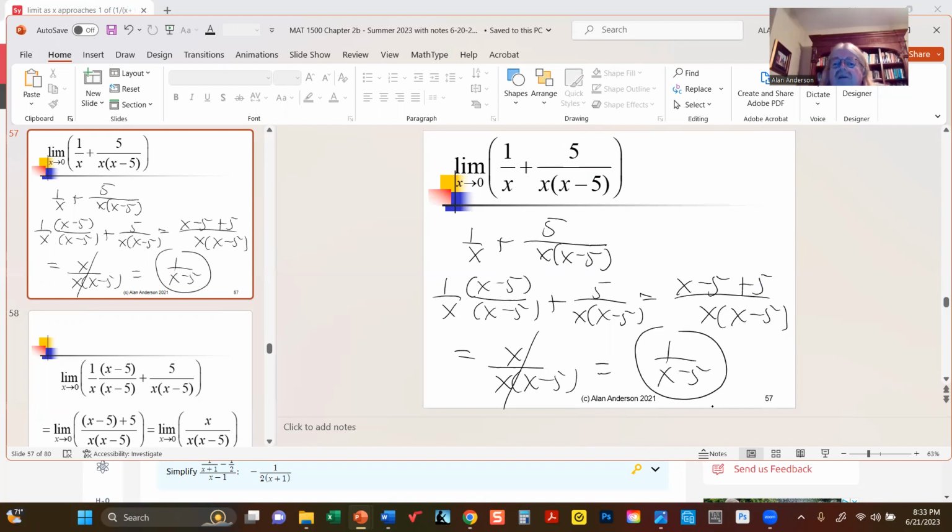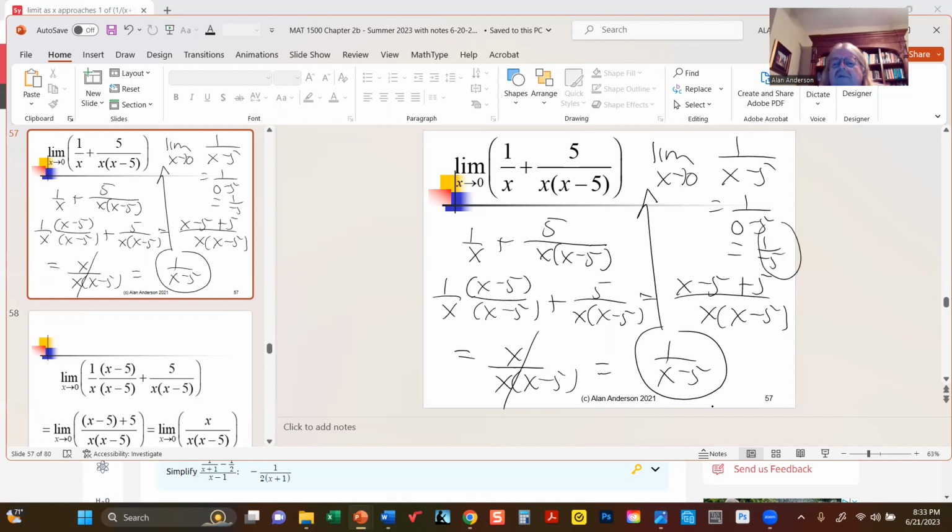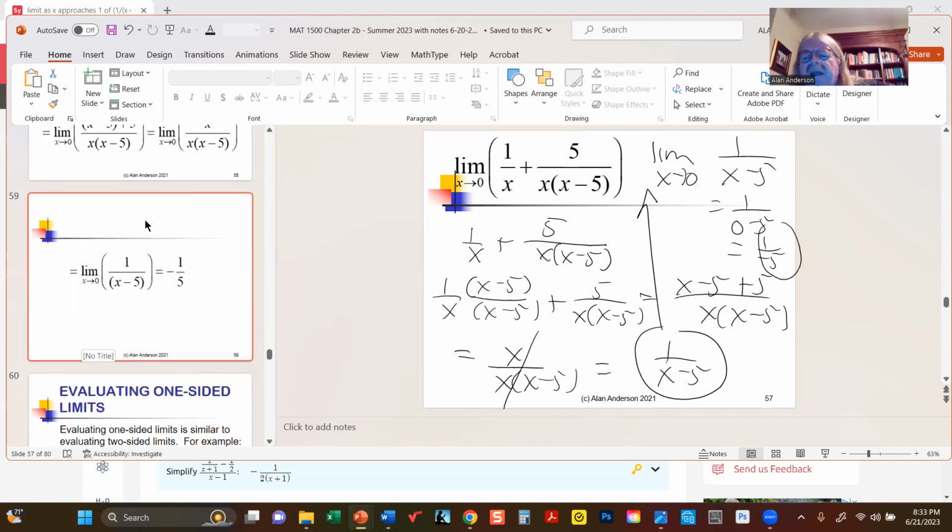Well, that worked out well because when we take the limit, oh, man, that was kind of nice. Negative 1/5, and that's it. So it was easier than usual to find a common denominator. That's why that worked out so nicely.